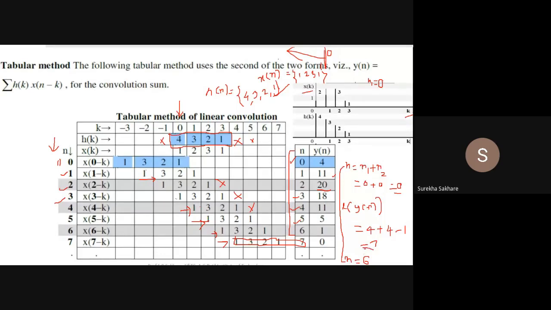Getting? The total length will be? Yes, ma'am, 7. Anybody having any difficulty? No, ma'am. Okay. So this is called the tabular method of linear convolution sum calculation.